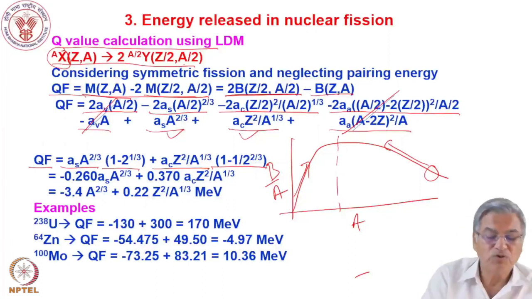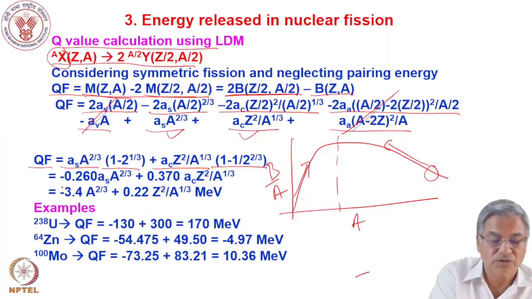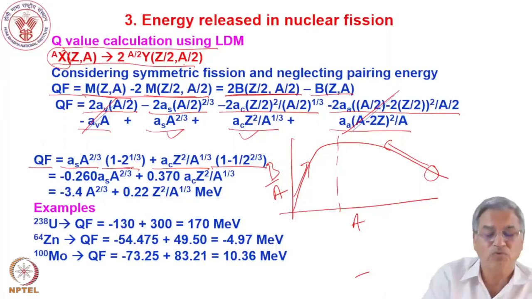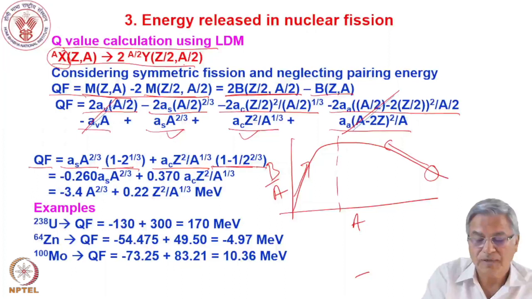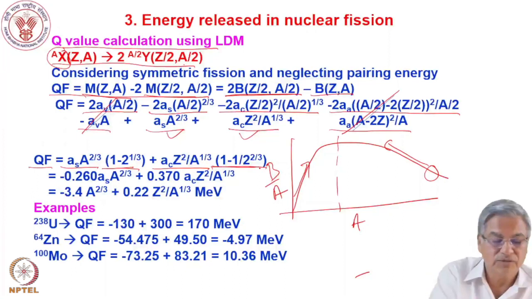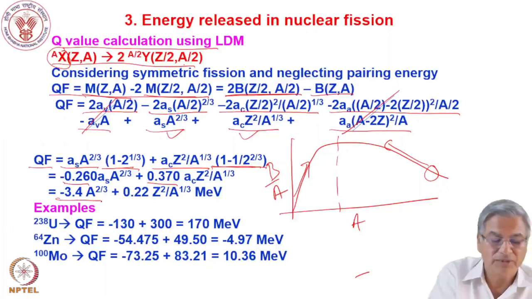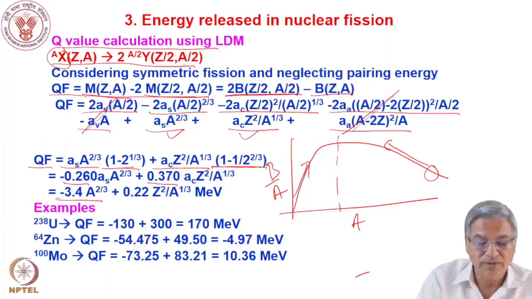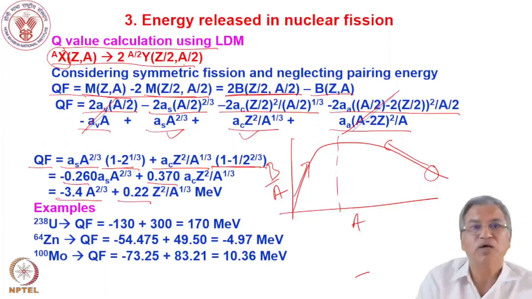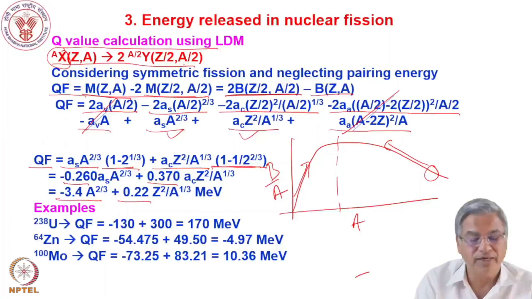Now, if you substitute the value of the surface energy, this constant, 1 minus 2 to the power 1/3 or 1 minus 1 by 2 to the power 2/3, these are the values. And you can substitute the value of A_S and A_C. So, you get minus 3.48 A to the power 2/3 plus 0.22 Z squared by A to the power 1/3 in terms of MeV, putting the value of A_S and A_C.